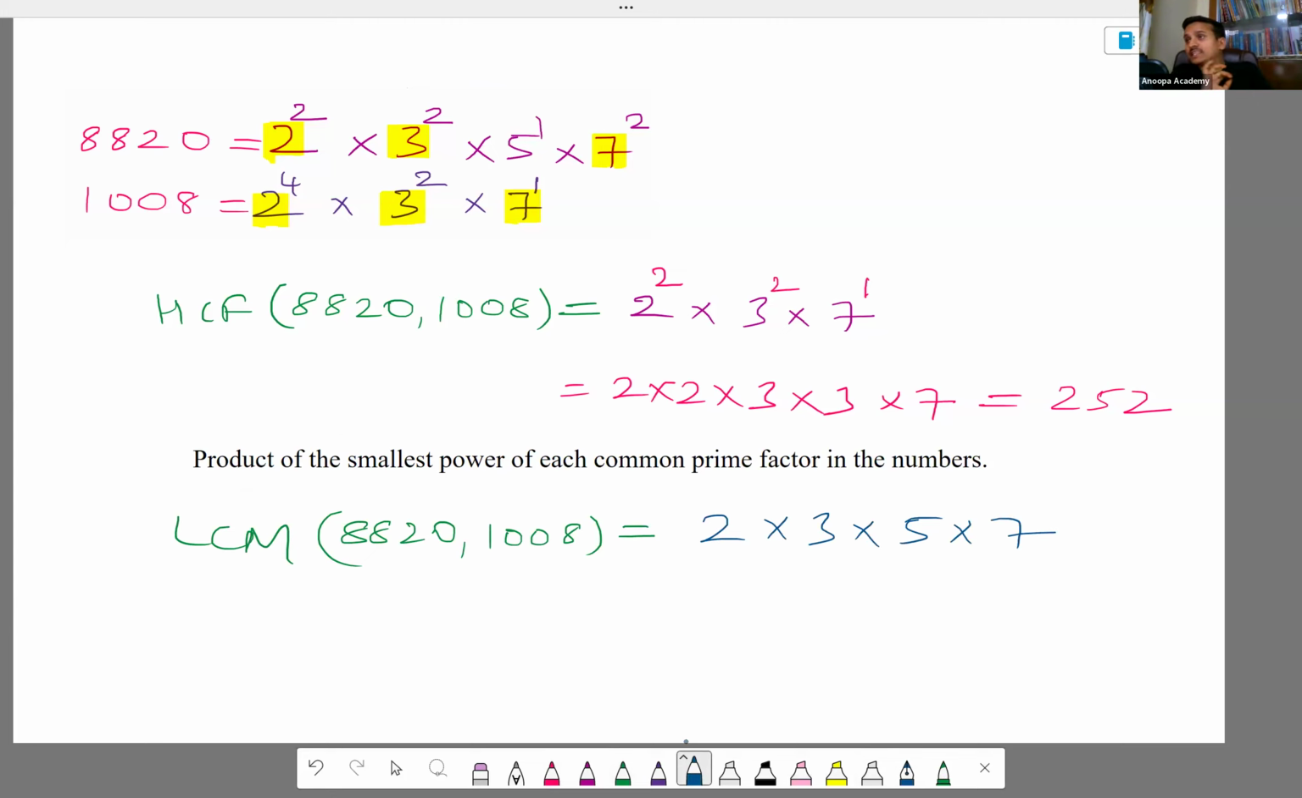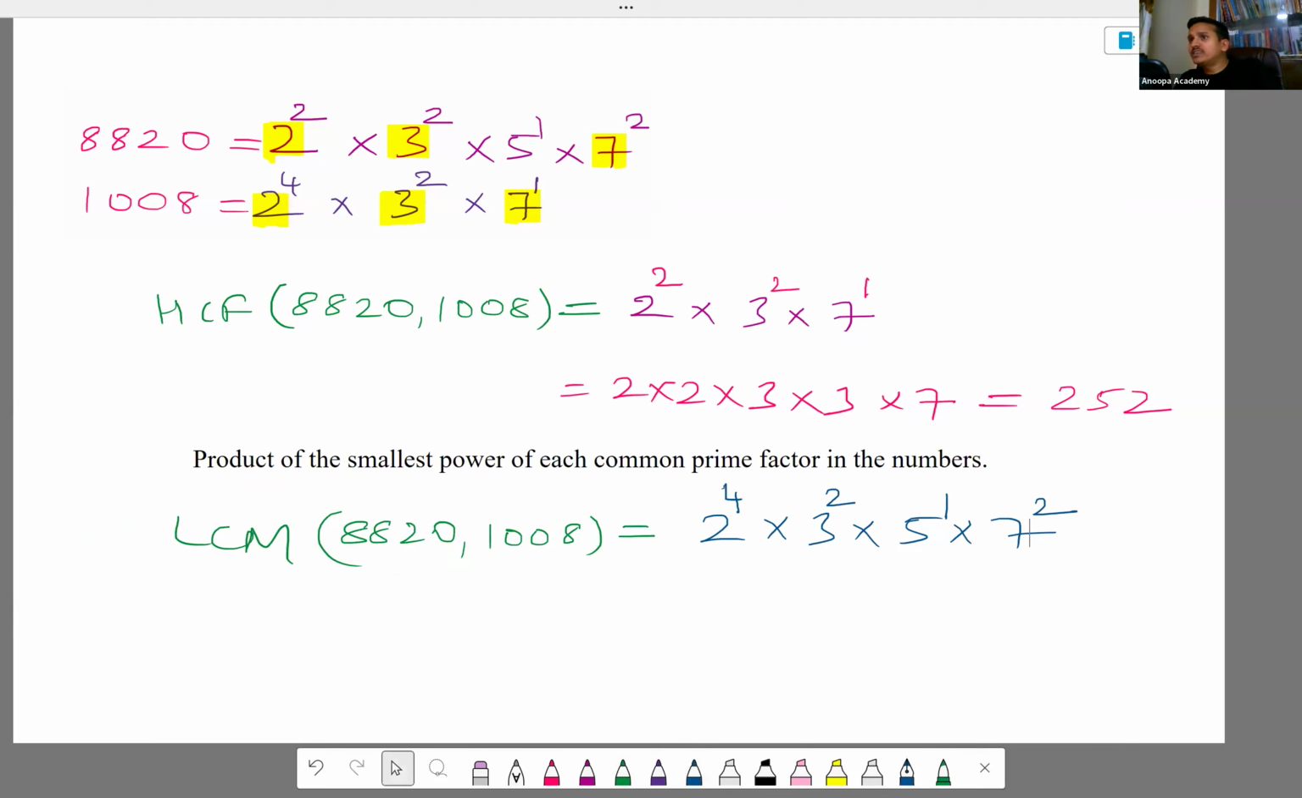For LCM, no need to take any common. Although LCM is least common multiple, there is no common in the prime factorization method. We have to write all the prime factors which are there and put the highest power of each of them. 2's highest power is 4, 3's highest power is 2, 5's highest power is 1, and 7's highest power is 2. Yes or no, everyone?